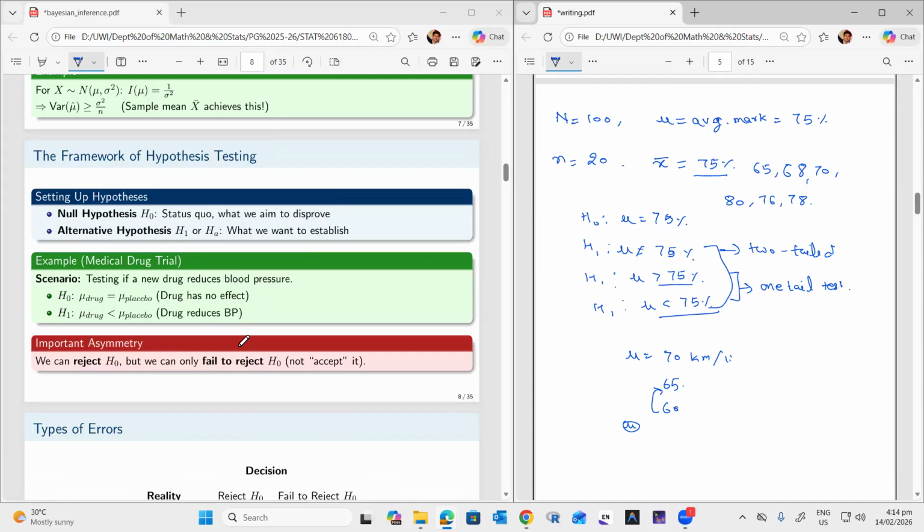According to Professor R.A. Fisher, a hypothesis which is tested for possible rejection under the assumption that it is true is known as the null hypothesis.